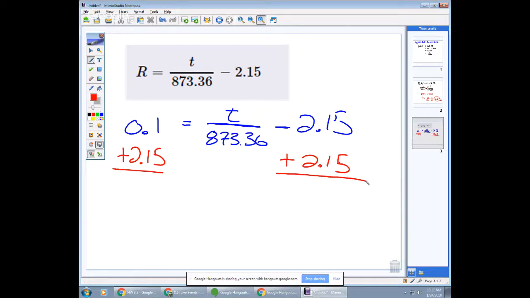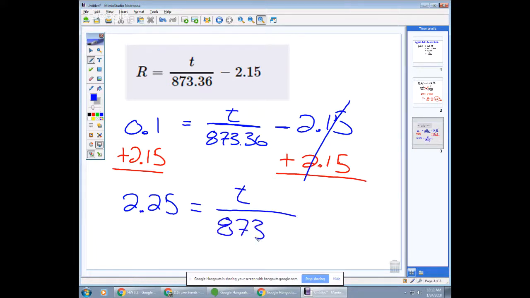You can do it in other orders. It's just that this is the easiest, most efficient way to do it. All right, so then I'm going to get, if my arithmetic is right, 2.25 on the left side. This adds up to 0, so I only have the T divided by 873.36. All right, how do I cancel out division? Multiply. Yeah, so I have to multiply both sides by that denominator. So on this side times 873.36, and on this side times 873.36.